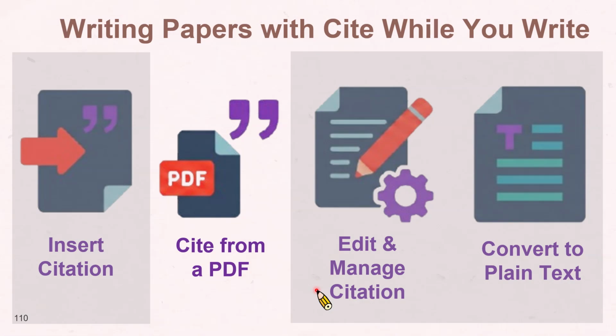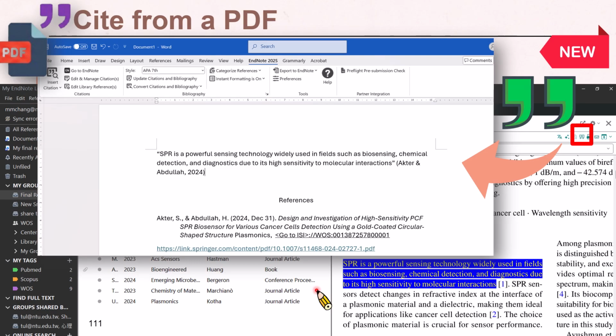Next, I would like to introduce a new feature in EndNote 2025 called Cite from a PDF. This feature enables users to highlight text within a PDF in EndNote and automatically insert both the quoted text and the corresponding citation directly into your document with just a single click.